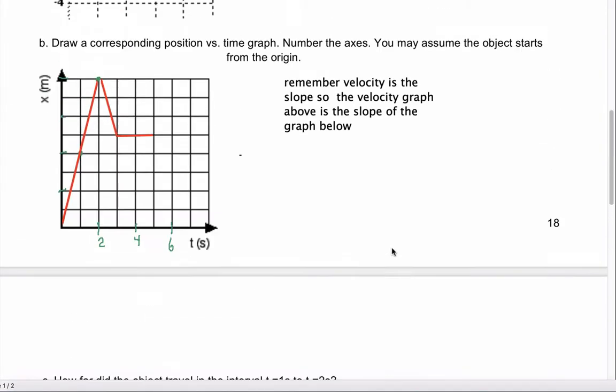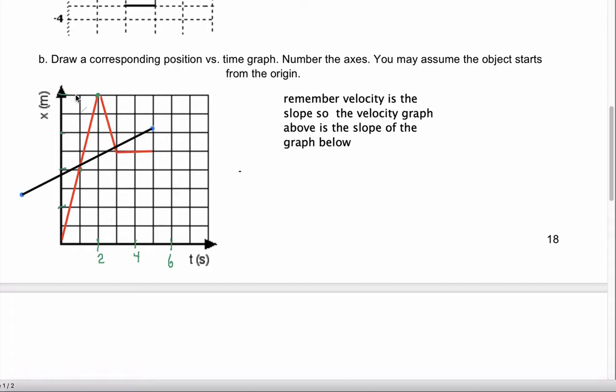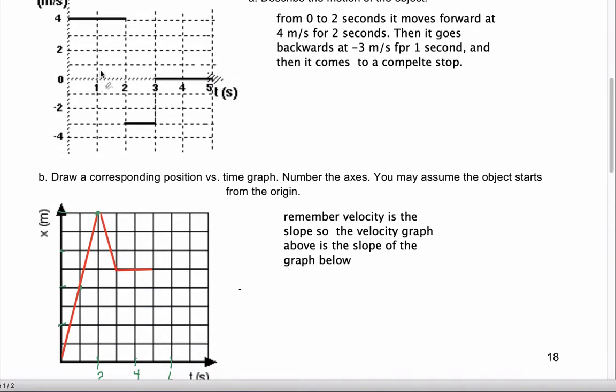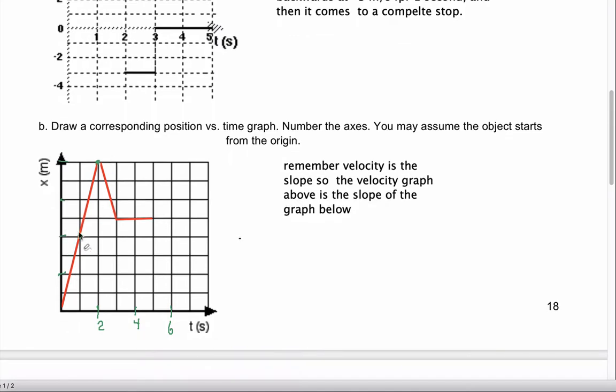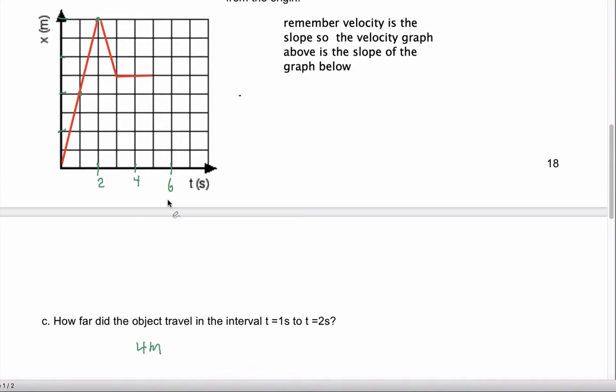It says, how far did the object travel in the interval 1 to 2 seconds? So if we look here, in the interval from 1 to 2 seconds, we can basically just look at the graph and say from 1 to 2 it moved 4 meters. Now it says the displacement from 0 to 5 seconds.